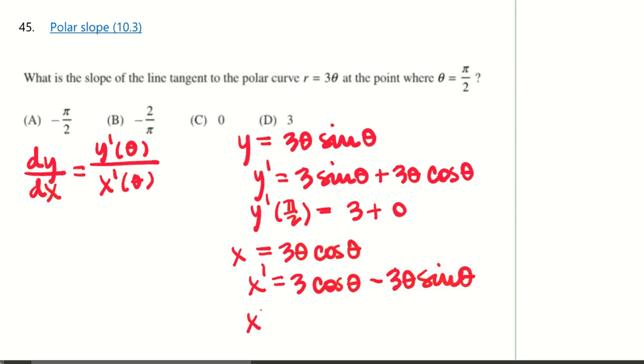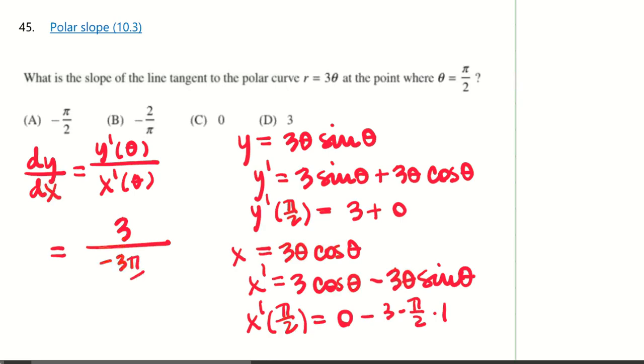And I can plug in for x prime at pi over 2, and that will give me 3 times the cosine of pi over 2 minus 3 times pi over 2 times the sine, which was 1. Okay, so dy/dx is going to equal 3 divided by negative 3 pi over 2. So that 2 would get kicked back up to the numerator, and 6 divided by negative 3 is going to be negative 2 divided by pi.